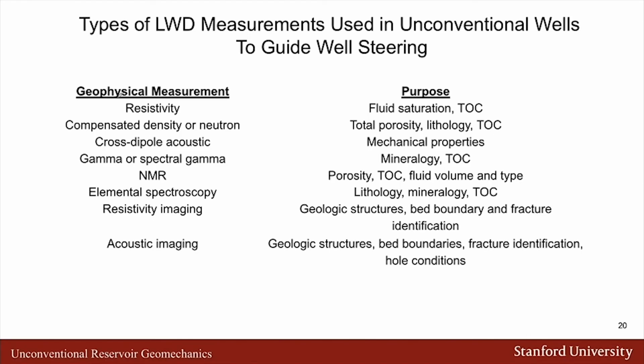Now, we use logging while drilling during directional drilling to tell us when we are in the formation that we want to be in and when we drift out of it. And on the left is a list of different kinds of geophysical measurements. The easiest to make is a gamma ray measurement, and often these formations will be characterized by different degrees of gamma radiation.